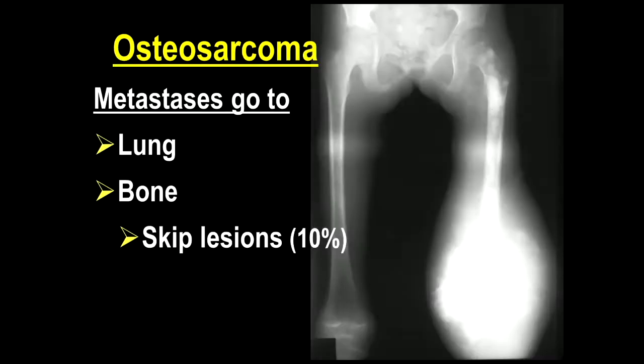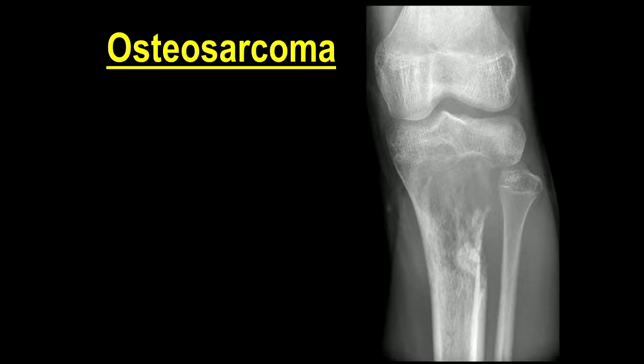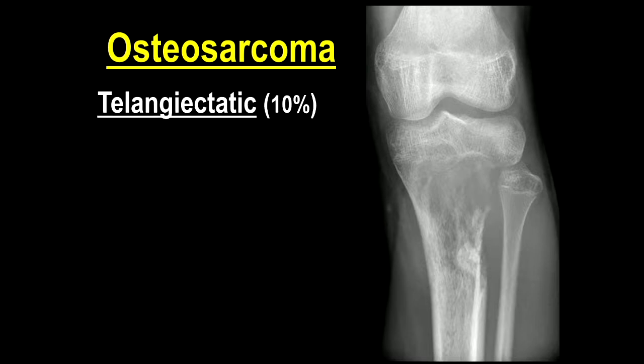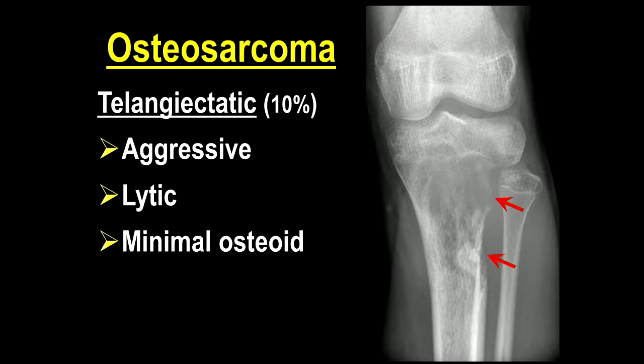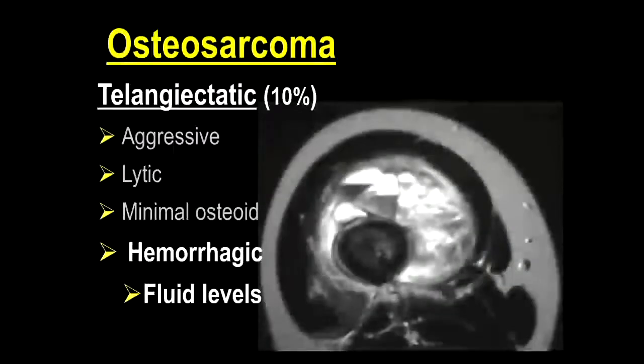With osteosarcoma, metastases tend to go to the lung or bone. And in fact, skip lesions within bone have been reported in up to about 10% of all cases. With osteosarcoma, there are some other subtypes, however. Much less common than the conventional type is the telangiectatic subtype, a particularly aggressive type of bone tumor characterized by osteolysis and often minimal or absent osteoid on radiographic exams. One of the characteristics of telangiectatic osteosarcoma on cross-sectional imaging is that it's hemorrhagic and has multiple fluid levels.